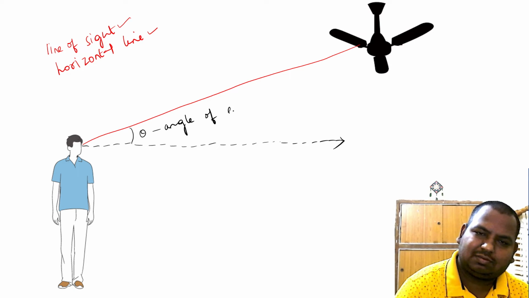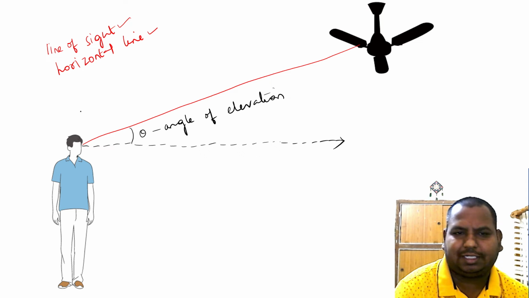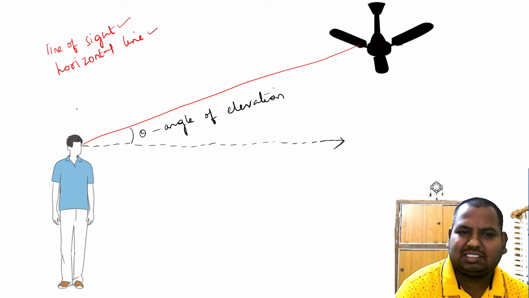Angle of elevation. So to form an angle of elevation we need two things. One is the line of sight, the other is the horizontal line. Got it? I hope the concept is clear.